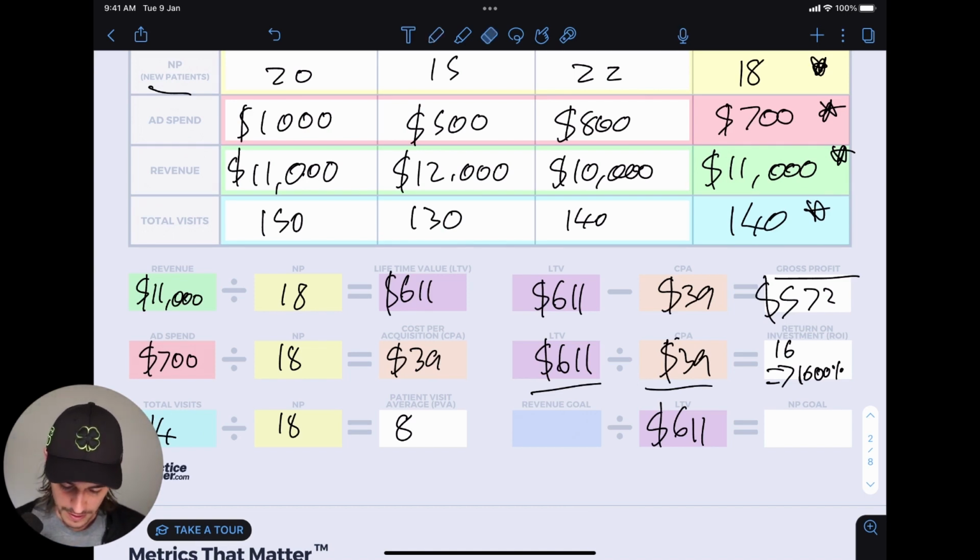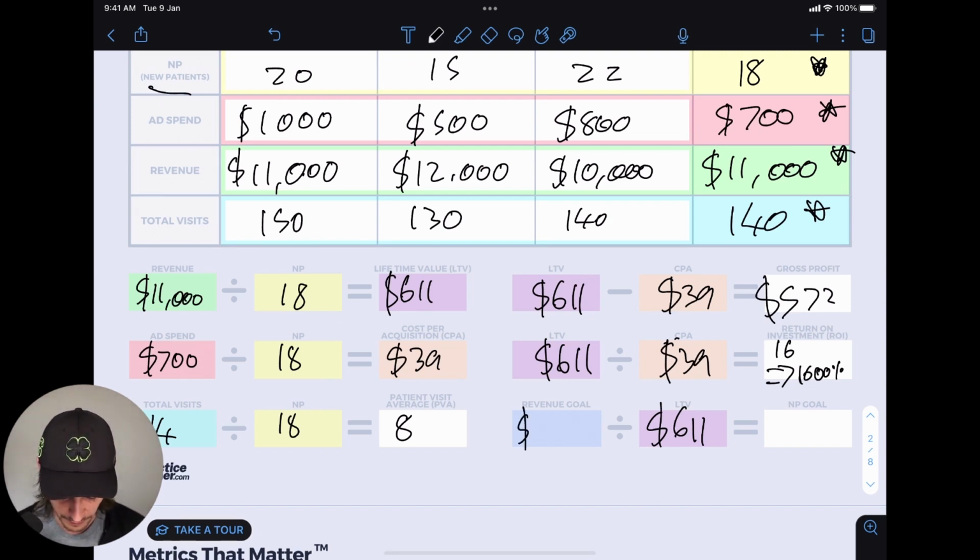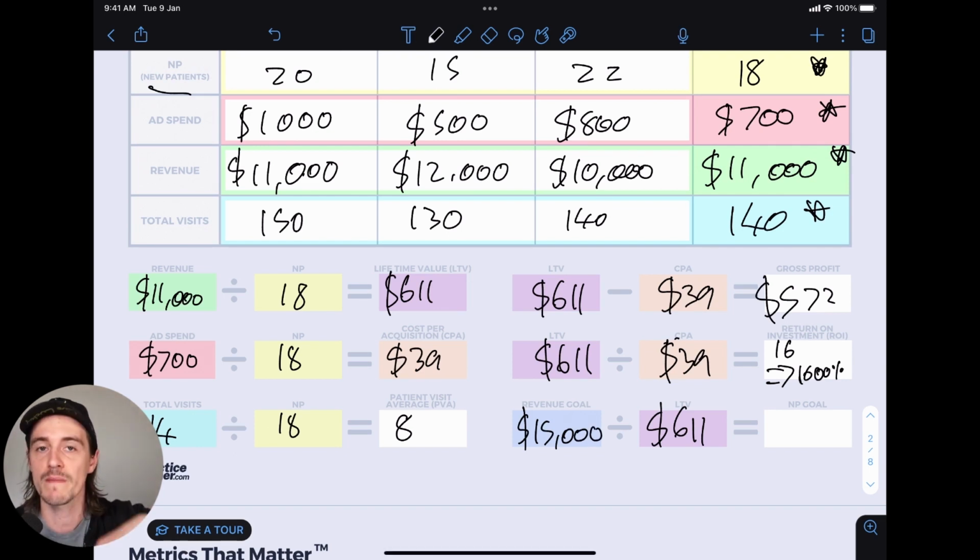So the next calculation we're going to go through is our revenue goal divided by our LTV, and this is going to produce our new patient goal. So if I'm wanting to make $15,000 a month on average, in the blue one here, you want to put the number that you want to make. I want to make $20,000 a month. I want to make $10,000. I want to make 15. Whatever it is, write it in here. In this case, I said I want to make $15,000 a month on average.